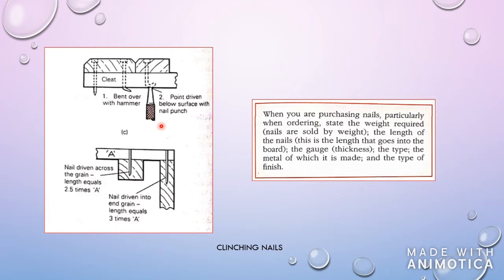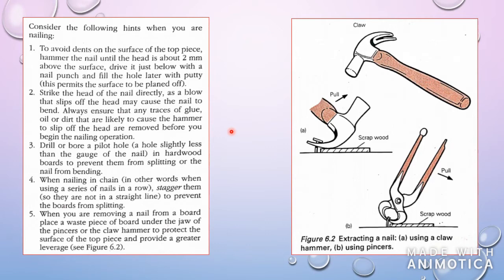All right, so let's go on to how to use the hammer when taking out the nail. Okay, so you have your regular hammer, you also have pincers that you can use to remove nails, and here they show you what the claw of the hammer is used for. Okay, so you want to use a scrap piece of wood.